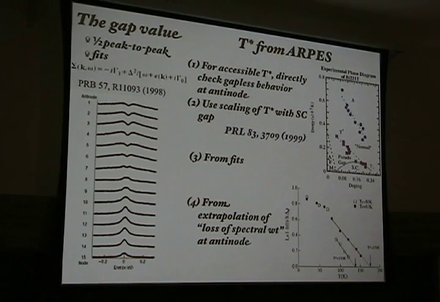This is L at what angle? This is L at the antinode, but it could be at any angle. I will show you the angular dependence. Okay, just a moment, that's important. So when we can't reach T star, we just extrapolate. You see, it just goes linearly up to T star. Or we can read it here, the same result. That's to find out how big the pseudogap is.